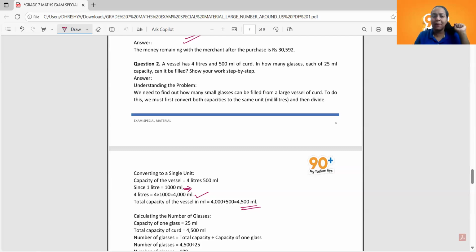ml. Okay, 500 is in ml itself. That's why we added it here. We converted the liters into ml and then added this 500 to it. So we got 4,500 ml. Converted it. Now, calculating the number of glasses.